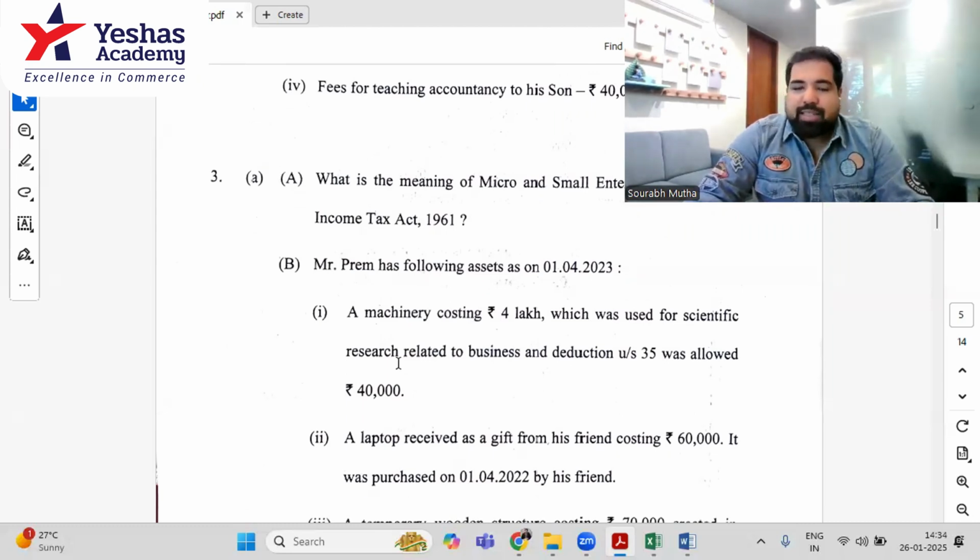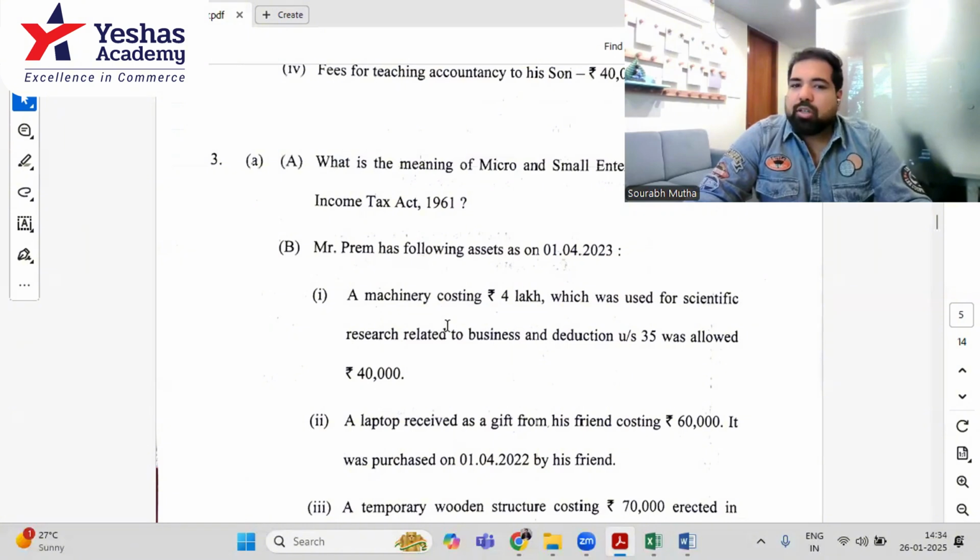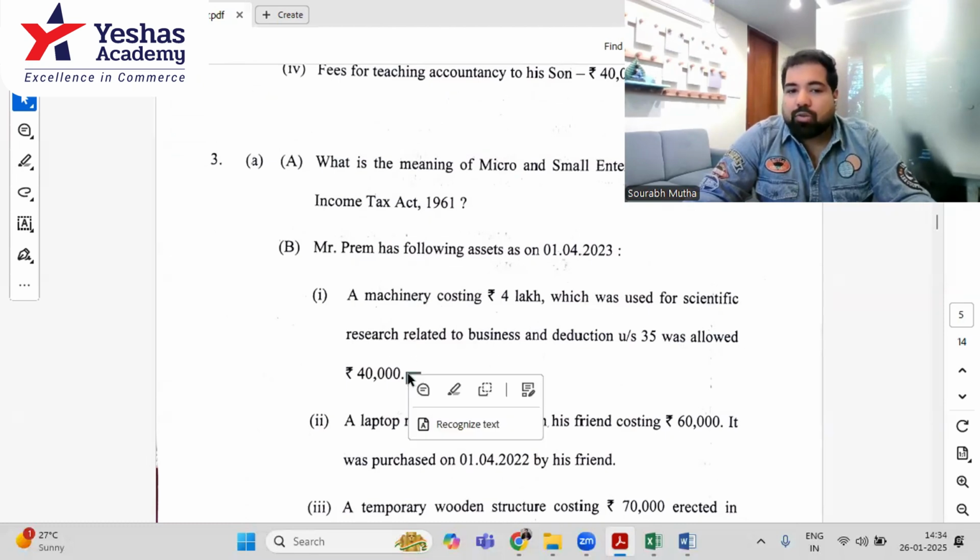Mr. Prem had the following assets. Let's calculate depreciation. Very, very simple depreciation. A machinery of 4 lakh, which was used for scientific research. And if you're using it for scientific research related to business, and deduction under Section 35 was allowed, which is 40,000 rupees.